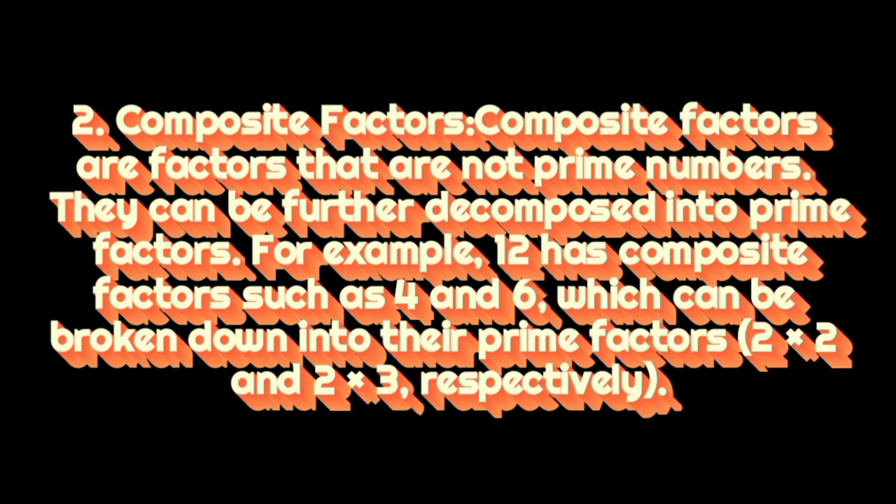Composite factors. Composite factors are factors that are not prime numbers. They can be further decomposed into prime factors. For example, 12 has composite factors such as 4 and 6, which can be broken down into their prime factors, 2 times 2 and 2 times 3, respectively.